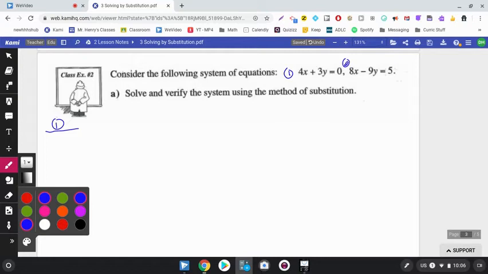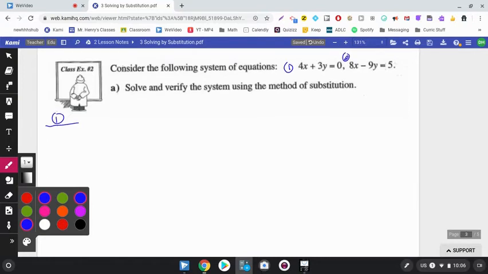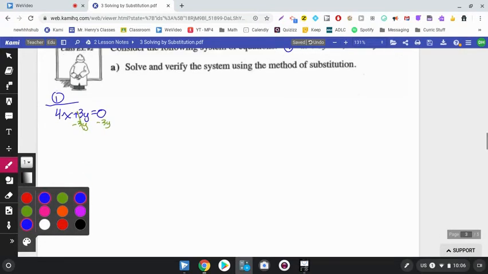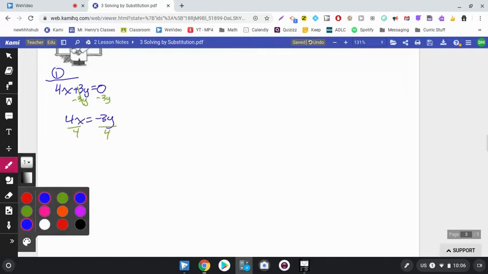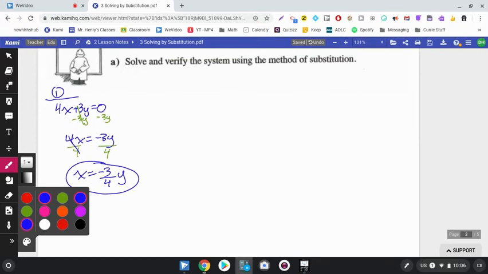It does not matter. We're going to get the same answer at the end of the day. But whatever, I'm just deciding I'm going to solve for x. So I subtract the 3y, get that away. 4x equals negative 3y, divide by 4, divide by 4. Okay, so you get x equals negative 3/4 y. Great. So I have fractions. Ideally, I pick the easiest method, which does not give me any fractions, but I work with what I have.